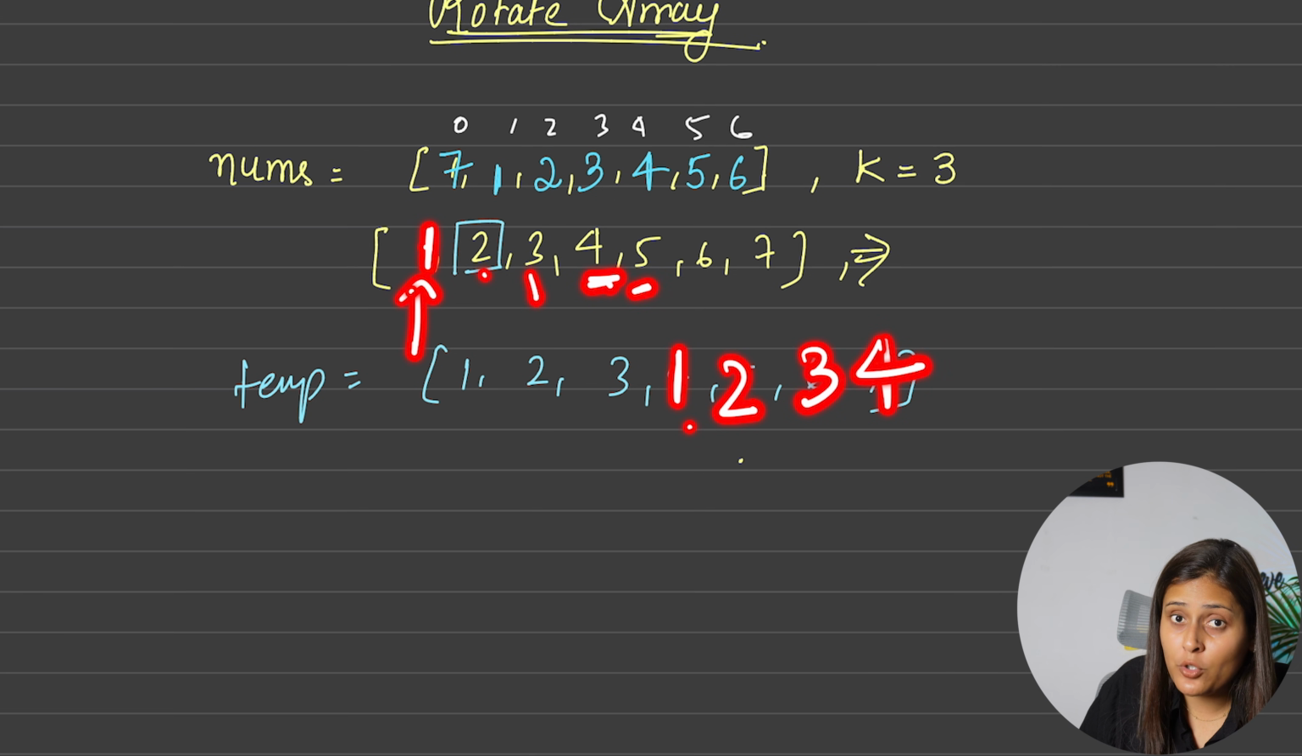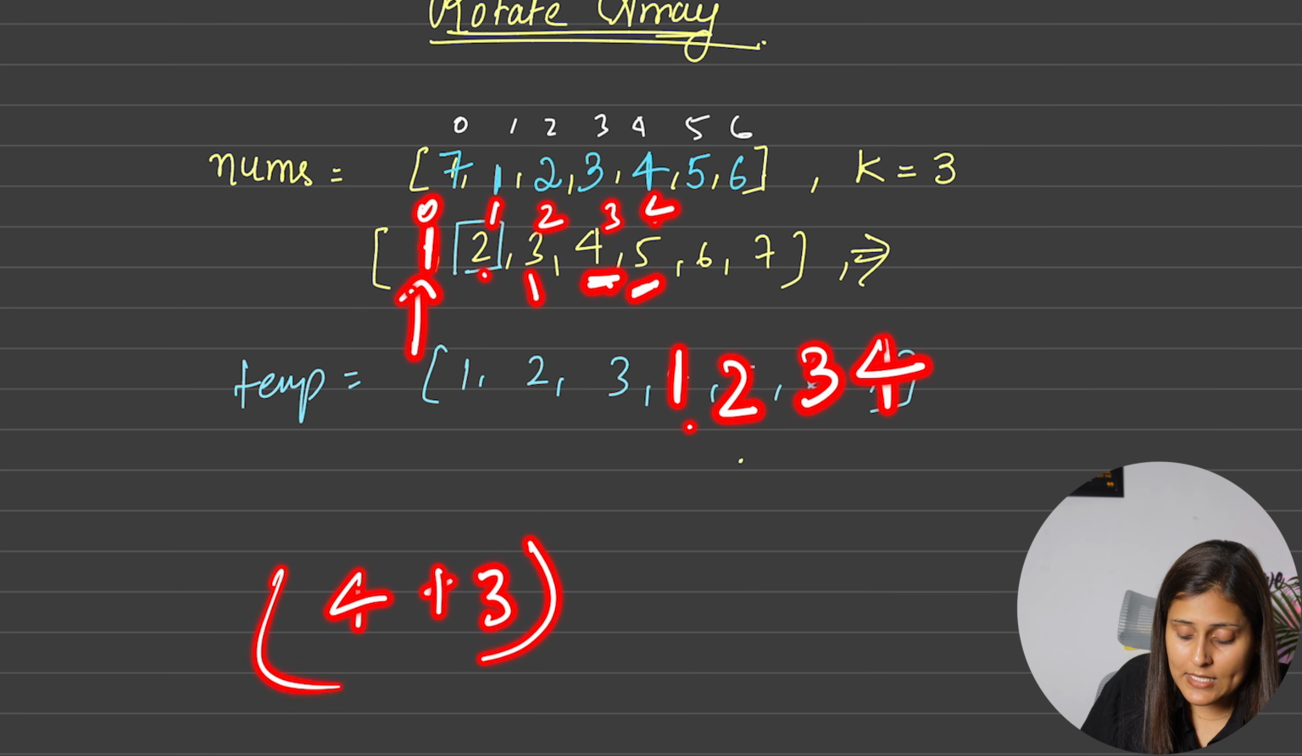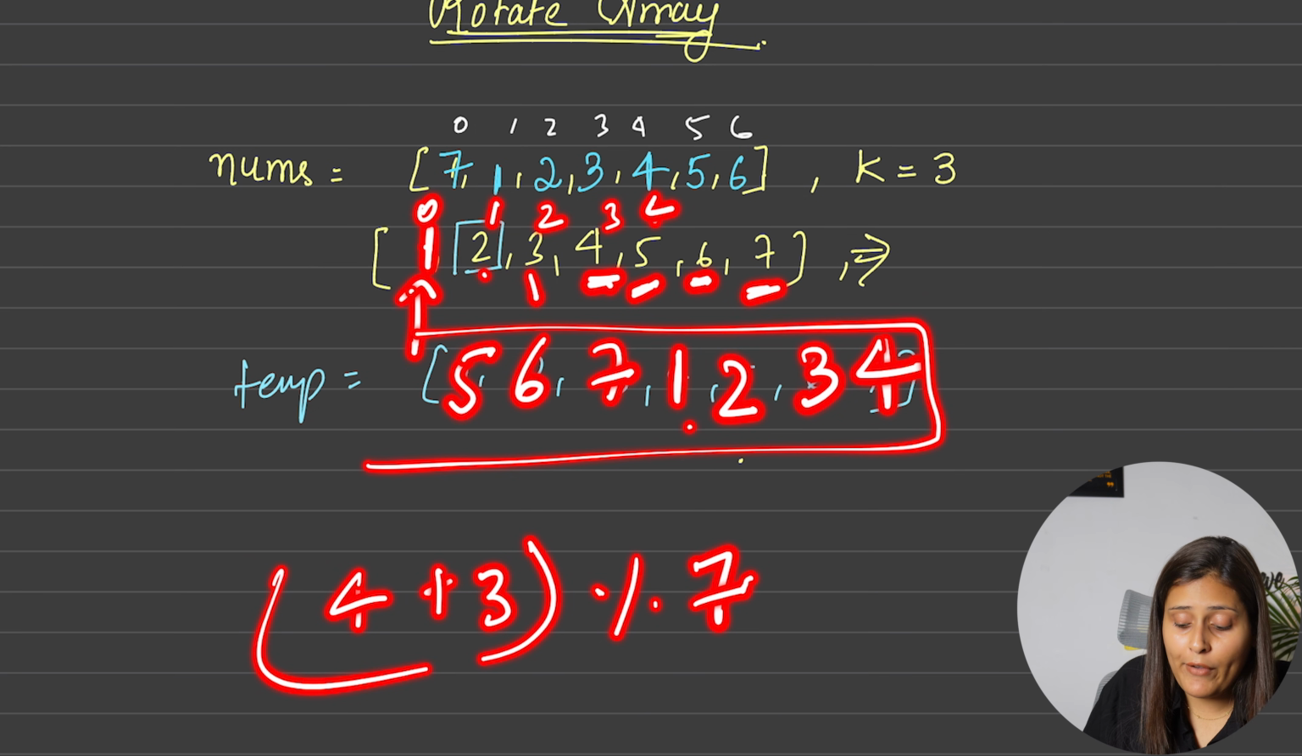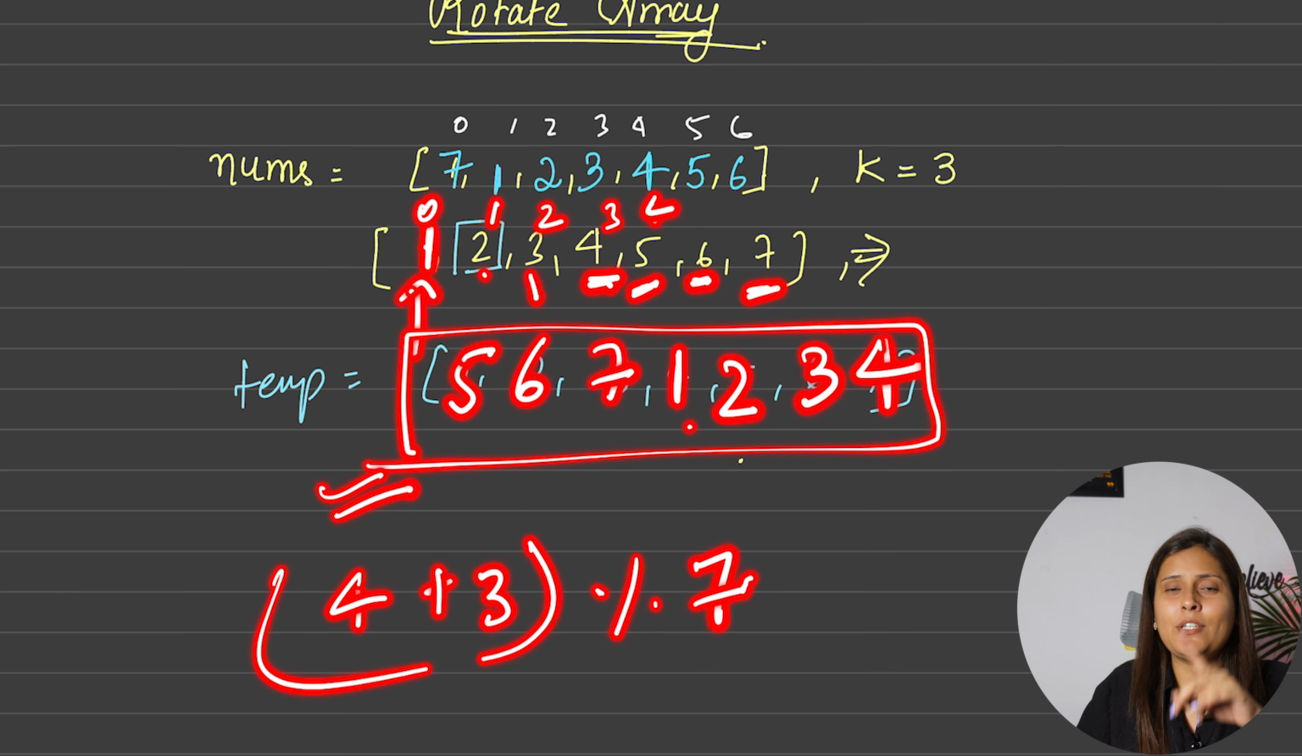Now for 5, the indexes are 0, 1, 2, 3, 4. So 4 plus k, which is 3, total 7, modulo 7, will give you 0. So this 5 should be kept at the 0 location. So you will put 5 here, now 6 here, now 7 here. So in just O of n you can solve this problem, and here you don't need to take any extra temp variable and keep on moving in the same array.